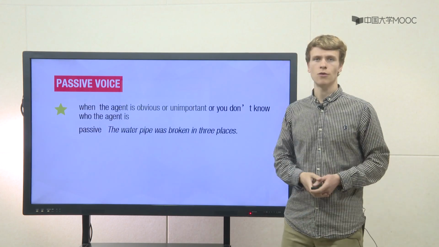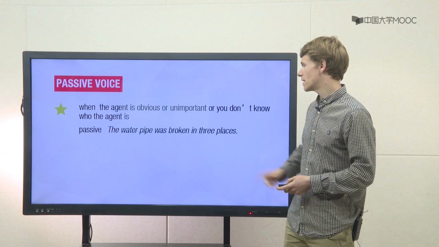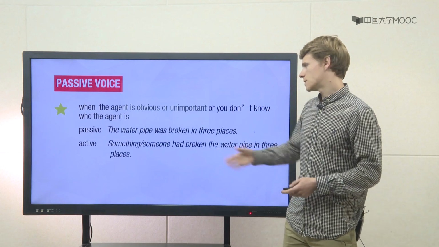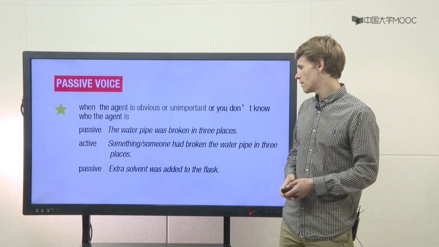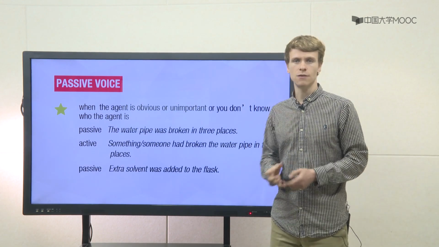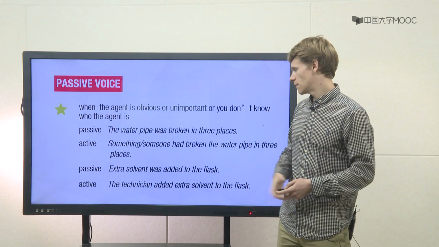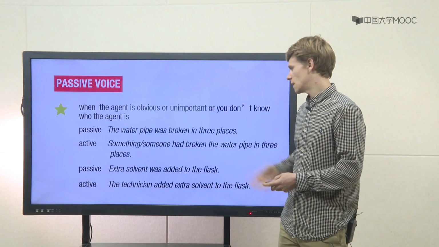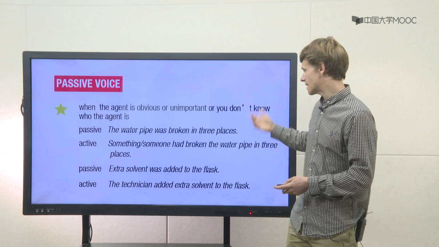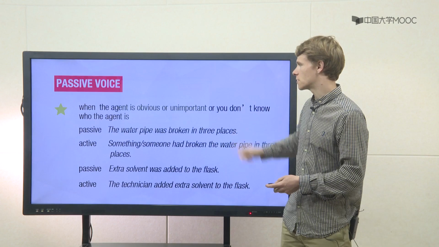For example, the water pipe was broken in 3 places. Someone had broken the water pipe in 3 places. Extra solvent was added to the flask. The technician added extra solvent to the flask. It's clear here that the agent is unnecessary, and so a passive voice should be used.